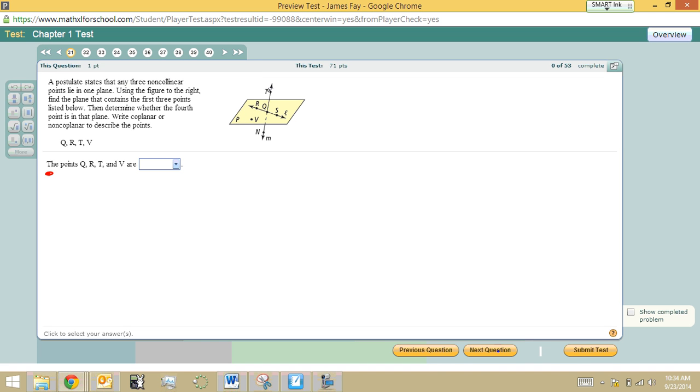Those 3 points for me are not all 3 in the shaded plane here, but 3 non-collinear points are always in a plane. But then I put V here, so Q, R, and V are all in this plane here. Okay, but T is outside that plane. Okay, so these things would be non-coplanar.